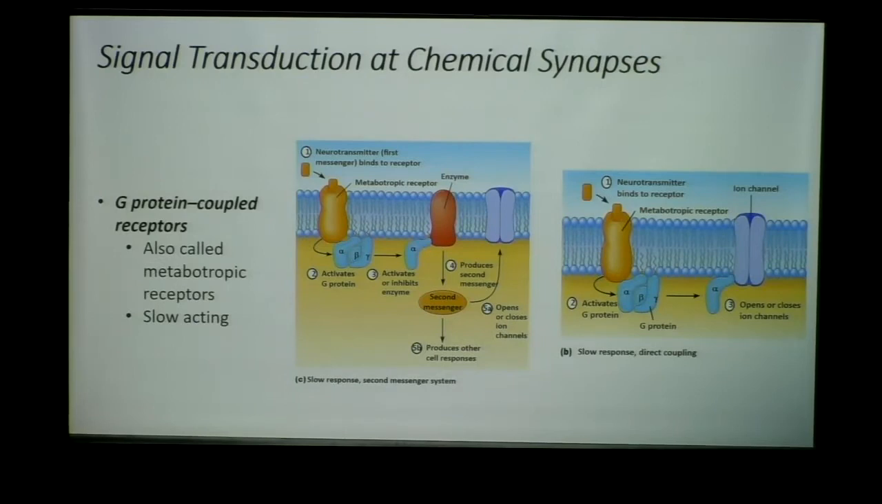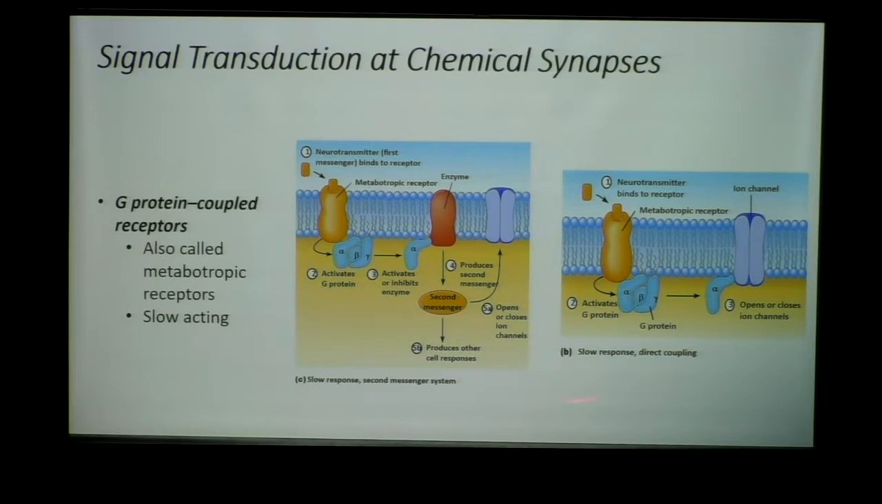And so we can do one of two things. We can generate some second messenger. So the binding of this neurotransmitter to this receptor, which is coupled to this G protein, turns on the protein. One of the subunits can activate this enzyme downstream in the membrane, and we can generate some type of second messenger, which will then bring about our cellular response, okay?